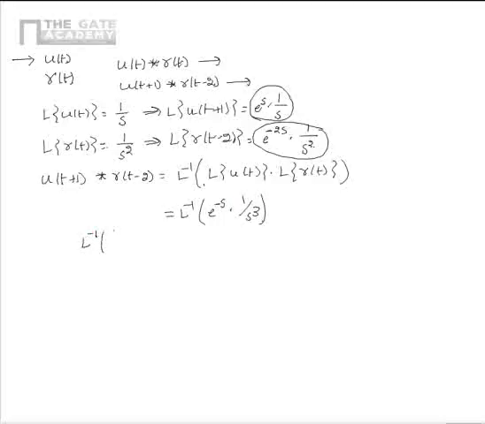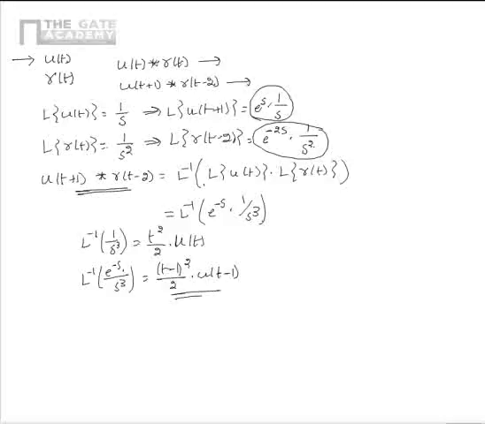We know that L inverse of 1 by s cube is t square by 2 into u of t. From this, we can write that L inverse of e power minus s divided by s cube is equal to t minus 1 whole square by 2 multiplied by u of t minus 1. So from this we see that the convolution result of u of t plus 1 and r of t minus 2 is t minus 1 whole square by 2 multiplied by u of t minus 1.